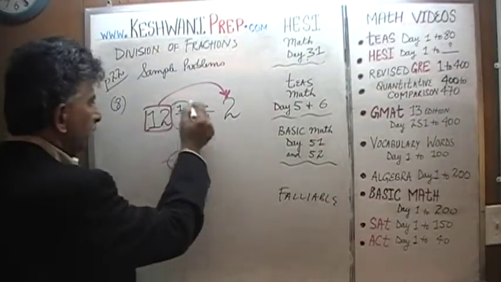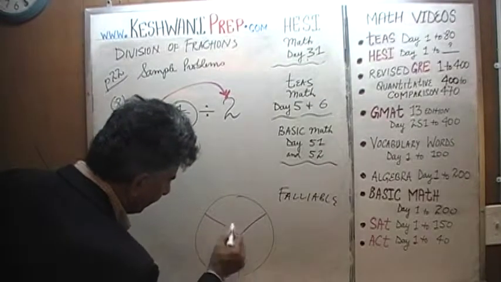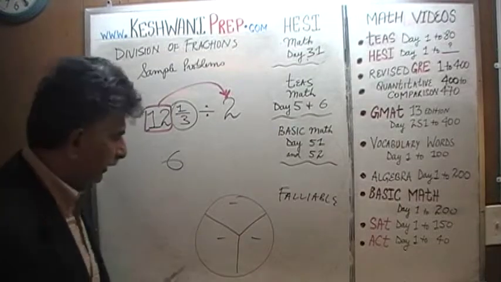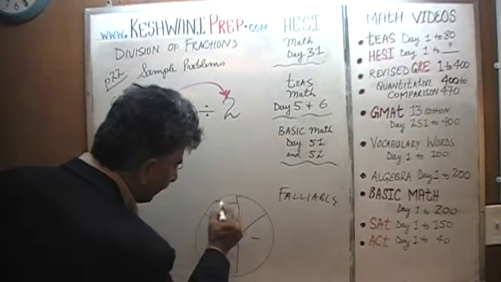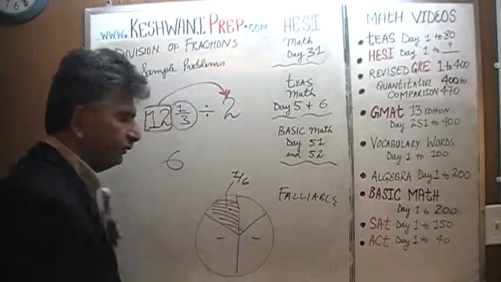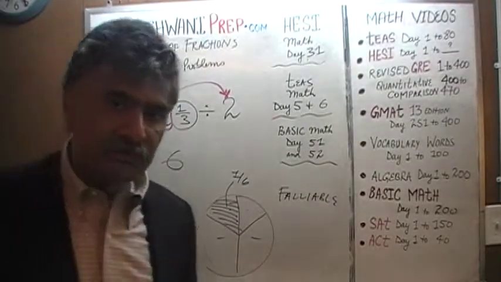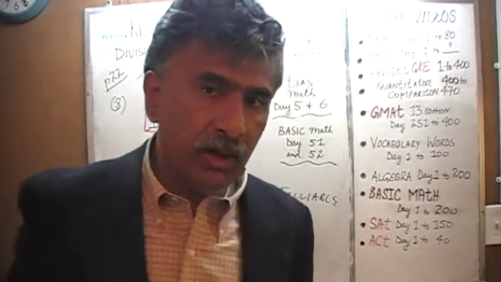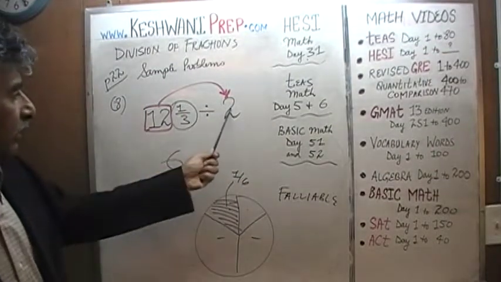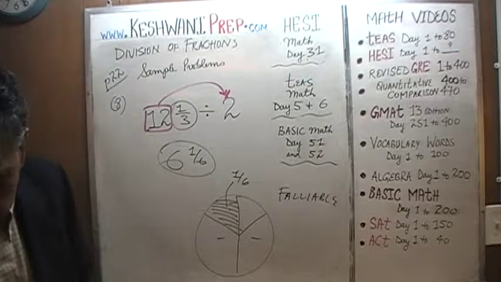And if you have a third and you divide that into 2, take a look here. Here is a third, a third, a third, and a third. If you take a third and you divide it into 2, what do you suppose you will get? This portion that you will get is half of a third. Half of a third is a sixth. Of course, if you take one third of a pizza and cut it into 2 equal parts, each part will represent a sixth of a pizza. That's all. 12 divided by 2 is 6, and one third cut into 2 parts is a sixth. The answer is 6 and 1 sixth.